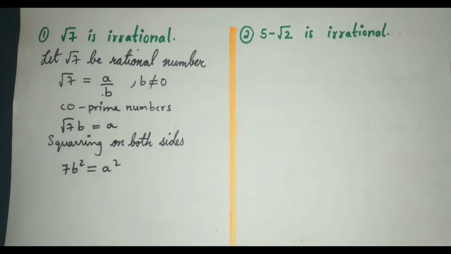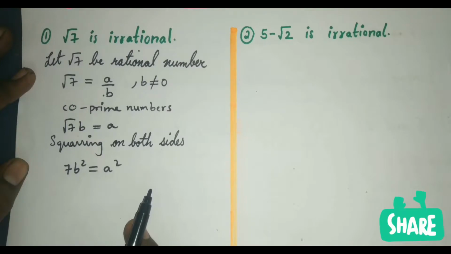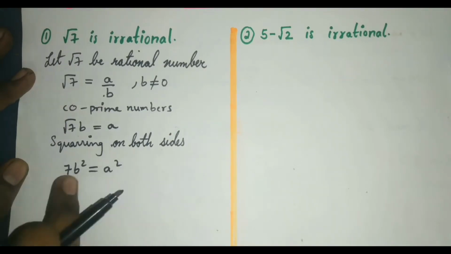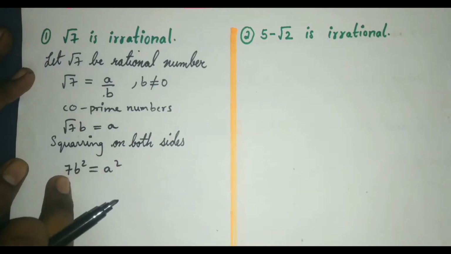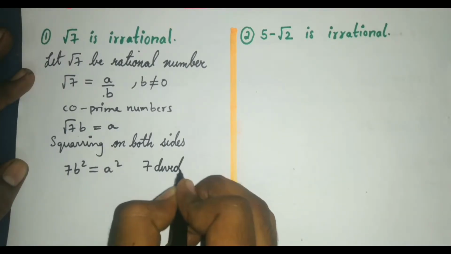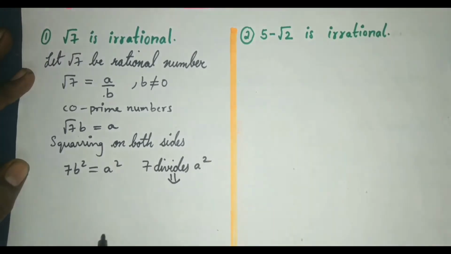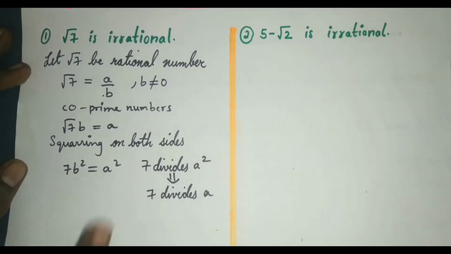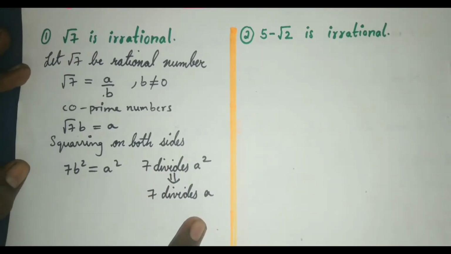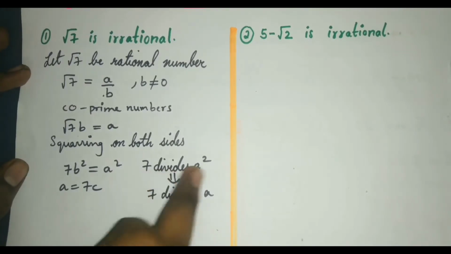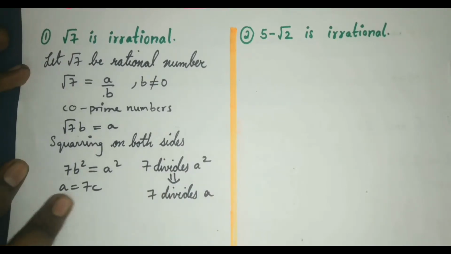Now from theorem 1.3, it is said that if 7 divides a square, then 7 divides a also. So 7 divides a square, that implies 7 divides a. Now we can write it as a equals 7c, where c is an integer, any integer. Since 7 divides a square and we got that 7 divides a, we can write a equals 7c.